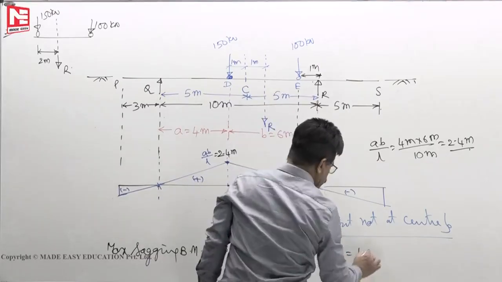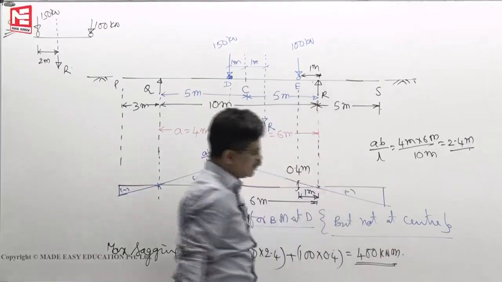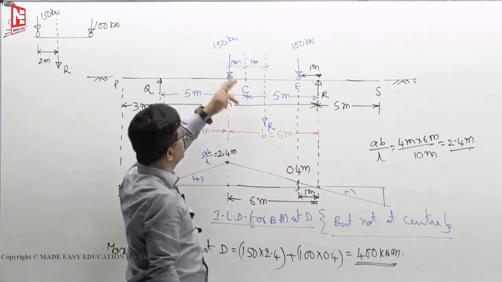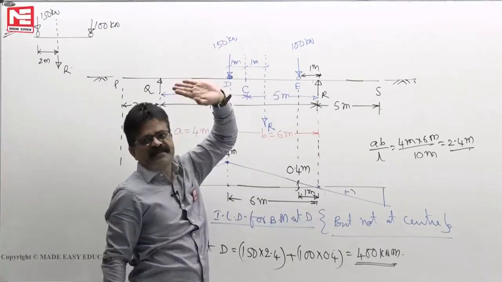So you will get 400 kilonewton meter. So one of the options will be 400. Now, you may get a doubt that why I should keep a 1 meter left side. I want to keep the load at center, say.